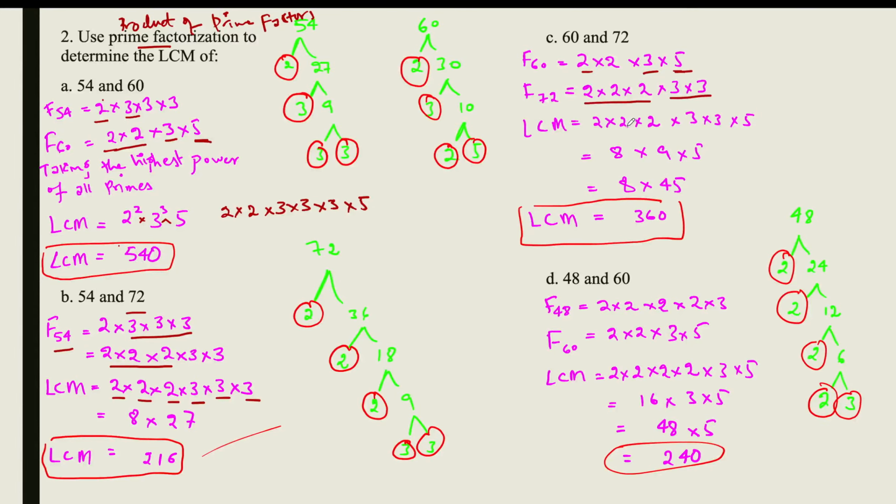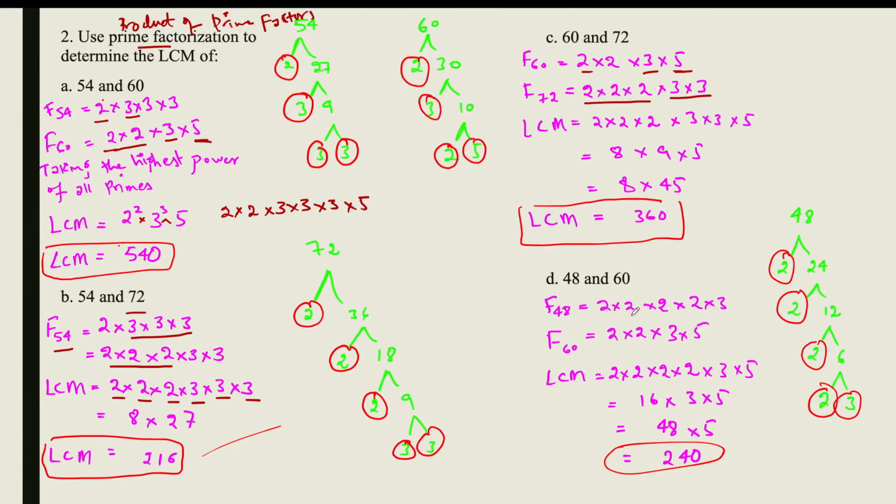This would be 2 multiplied by 2 multiplied by 2 multiplied by 3 multiplied by 3 multiplied by 5. So we multiply them all, and as a result we get 360, which is the lowest common multiple of 60 and 72.